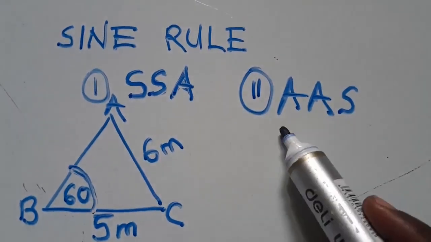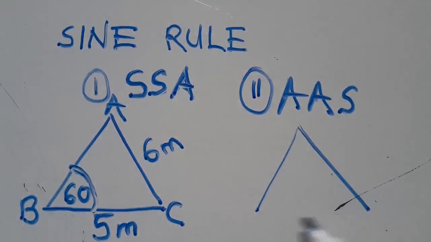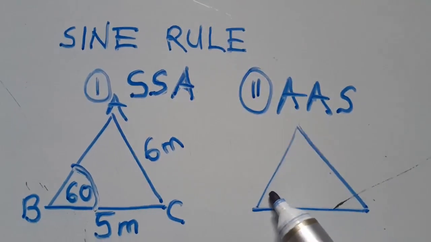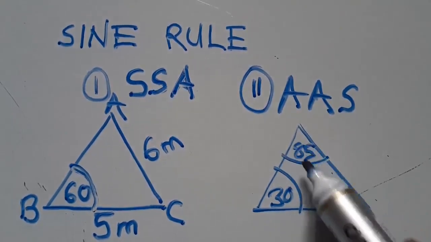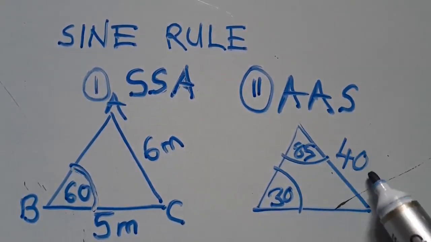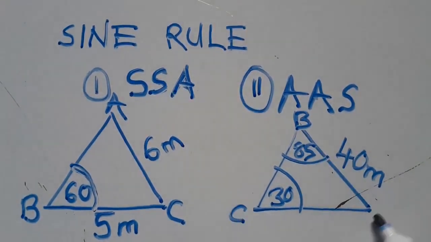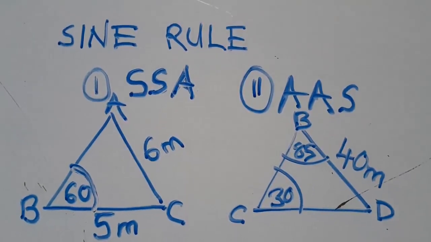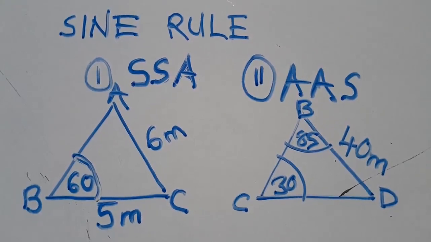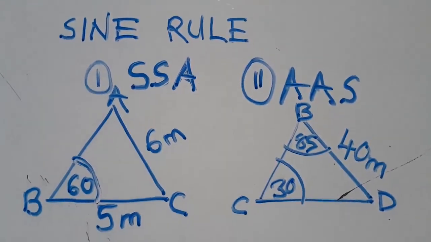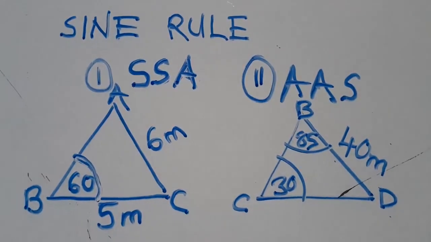What if you are given two angles? A question can be like this: you are given this is 30, you are given that one as 85, then you are given a side here which is 40 meters. If this is B, this is C, this is D, like this. Questions that come in this manner, just know that you are talking about the sine law and you are supposed to use the sine law to solve them.